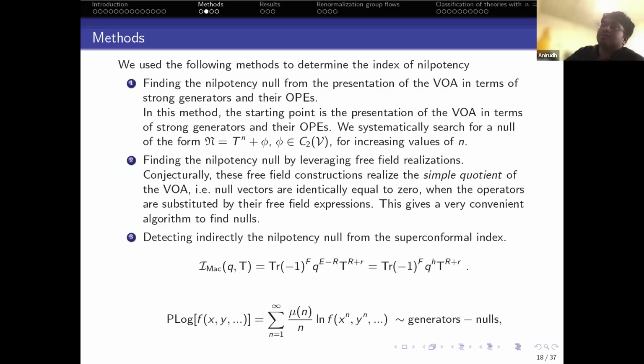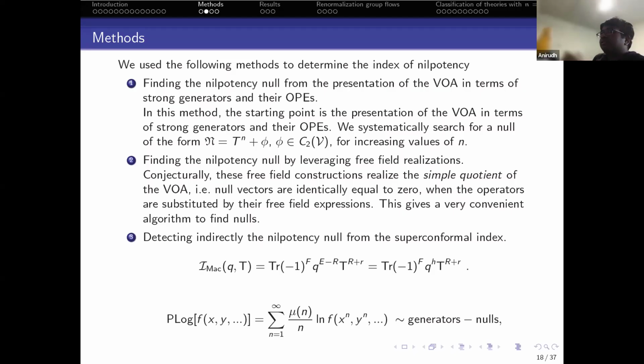So let me just discuss briefly what methods were used to compute this. So the first method is a very direct method. In this method, we would start from the presentation of the VOA in terms of its generators and its OPEs. And then we do a systematic search of the nulls. Like you write all the possible operators, and then you try to find norms, and then you see, okay, this one is 0, so it's a null. So that's a systematic search you can do, but the issue is that as the N becomes larger, it becomes really, really harder to compute these norms, because you need much more computational power to find the null.